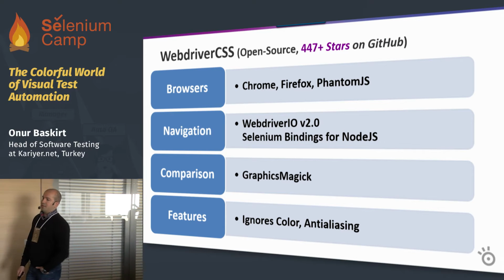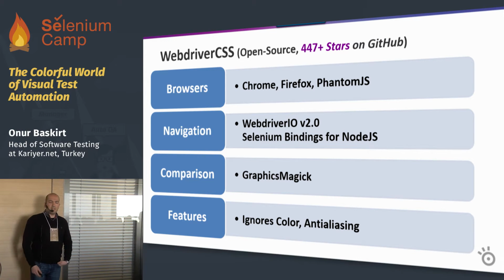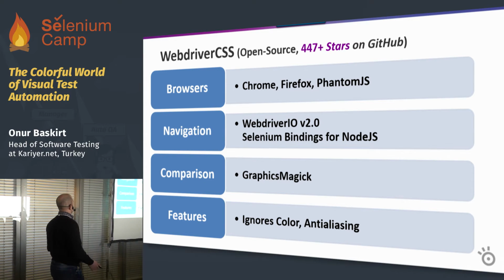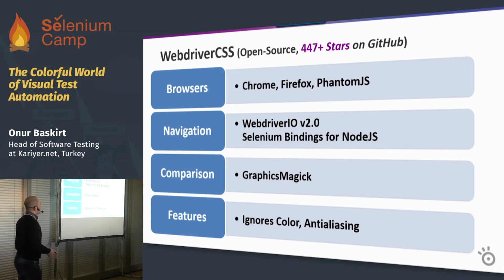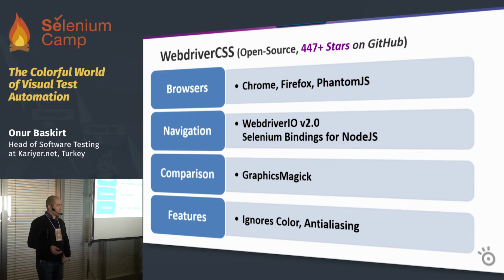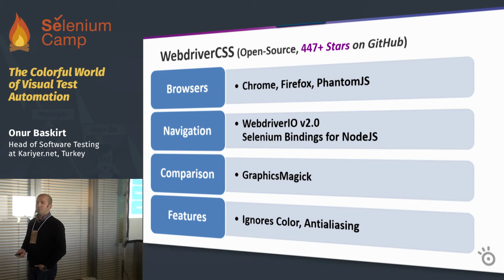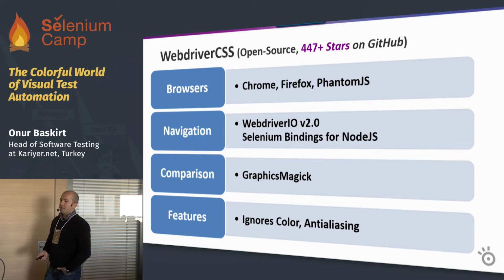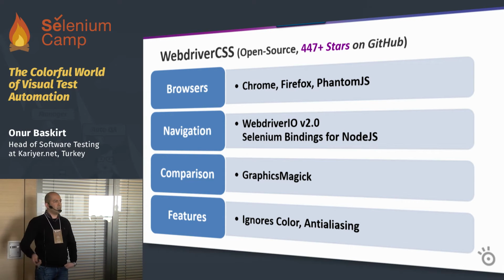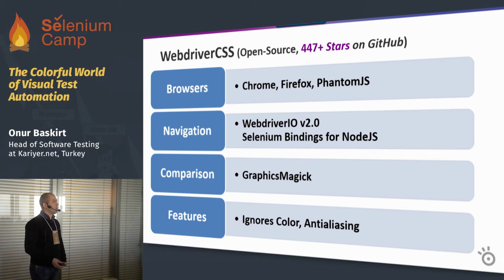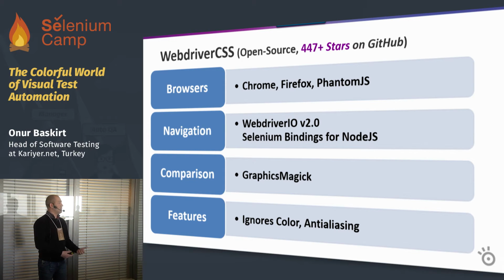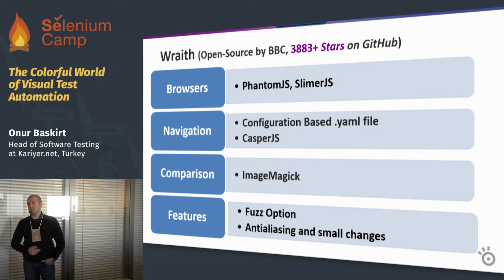The second one is WebDriverCSS. It has browser support for Chrome, Firefox, and Phantom.js, and it uses WebdriverIO version 2.0 for navigation and taking screenshots. It doesn't support version 3.0 yet. And the comparison engine is ImageMagick. It ignores color, anti-aliasing, and that kind of stuff. Also, you can sync your baseline images from one place to another place with WebDriverCSS very easily.